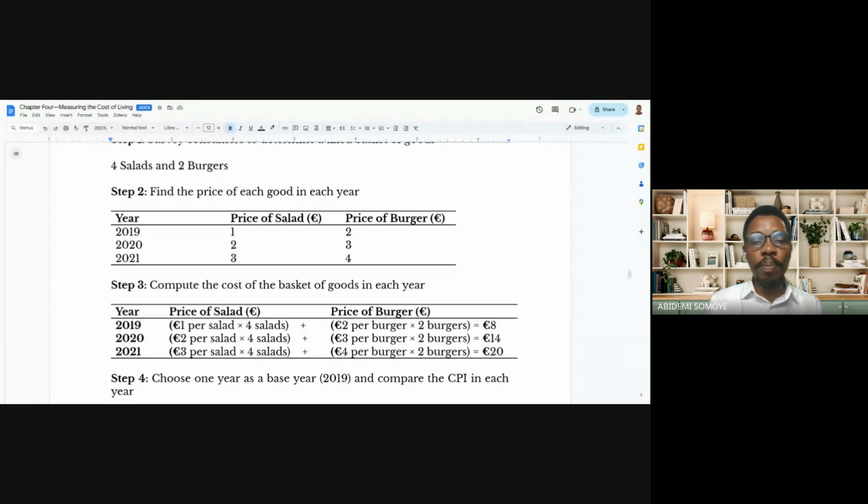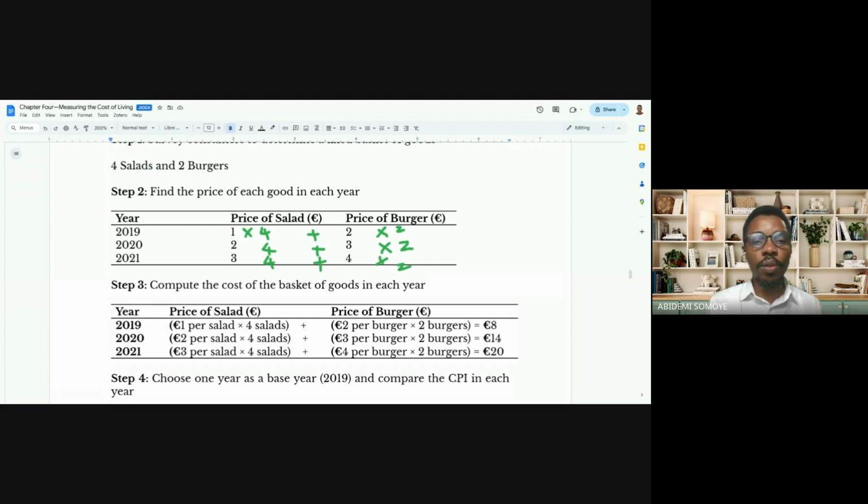So now let us compute the cost of the basket of goods in each year, right? Just like we did when we were calculating real GDP and nominal GDP, we're going to have something similar. You already have the fixed basket for salads, so you use the price of 2019, 1 times 4 salads, plus 2 times 2 burgers. You do the same for the next year, 2 times 4 salads, plus 2 times 3 for the burgers, and so on.